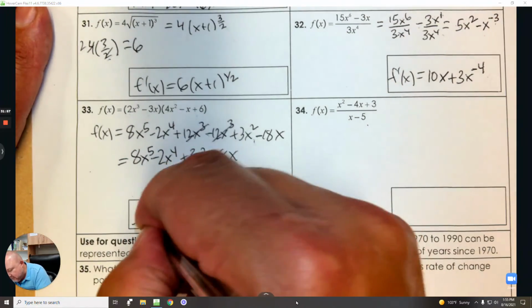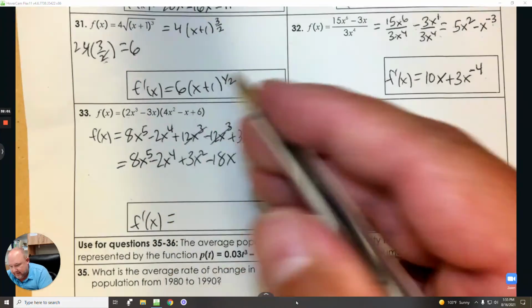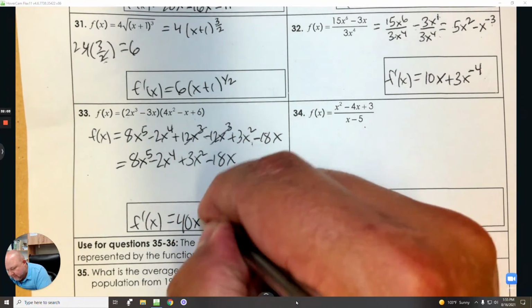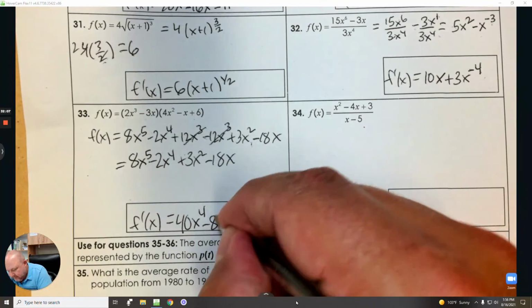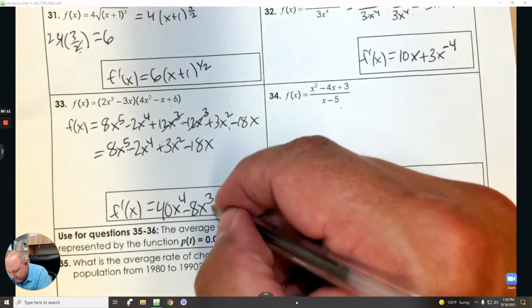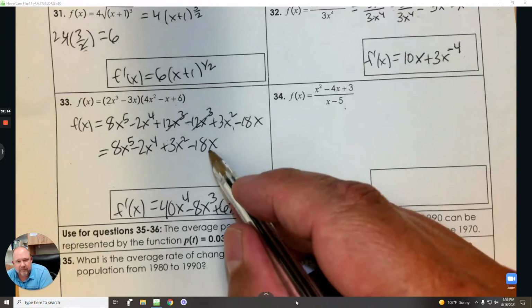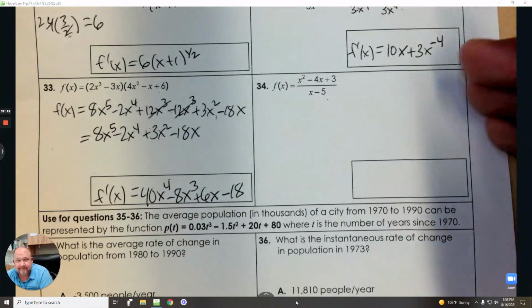Now we can take the derivative. So the derivative would be 5 times 8, and then subtract 1 from the exponent. 4 times negative 2, subtract 1 from the exponent. 2 times 3, subtract 1 from the exponent, and negative 18x is just negative 18.